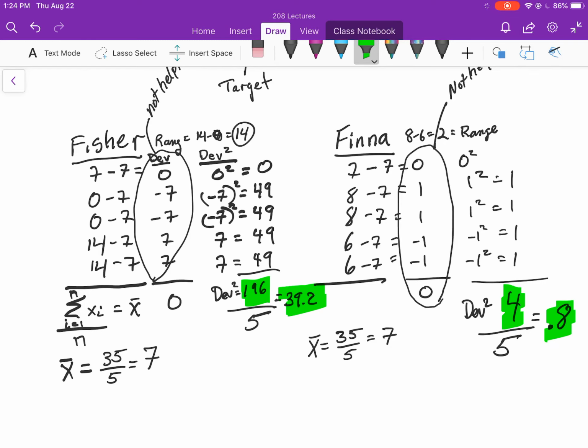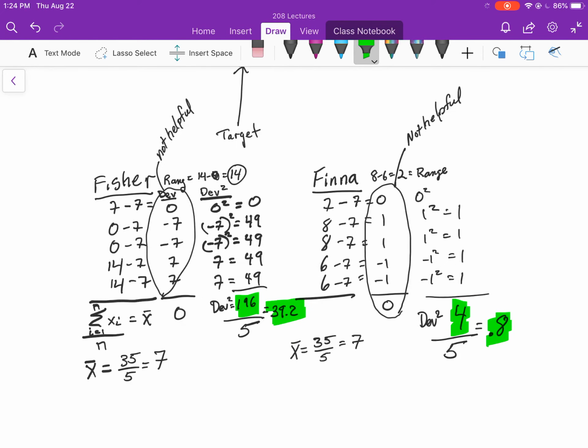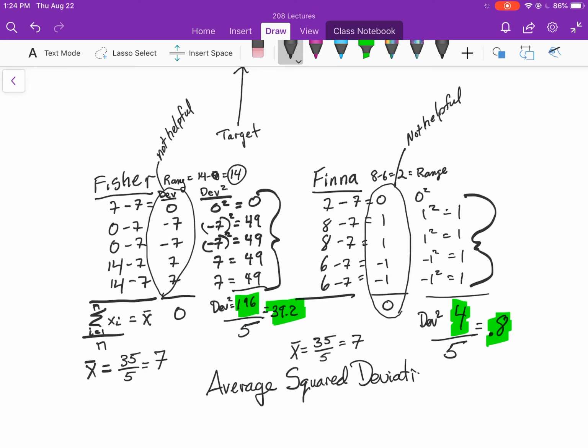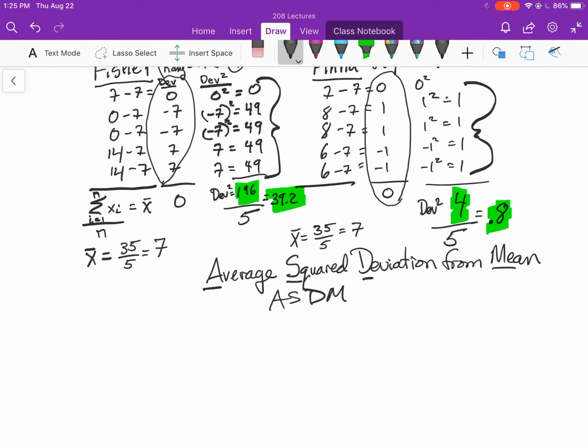Now notice the measure that we calculated there is easy to think of on your own because you just take how far you are from your central value, being your mean, and you square that number, and then you add them all up, and then like we did here in Fisher's column, we add them all up, and then we take their average. And so that number is really the average squared deviation from the mean. ASDM is how I like to remember that. So you'll never need to memorize the formula again.